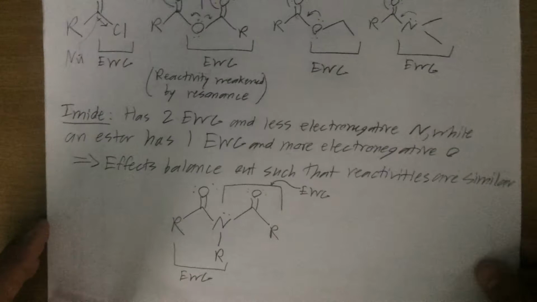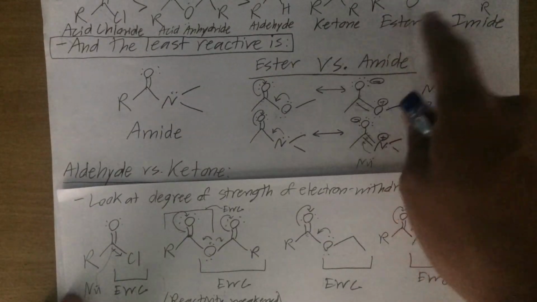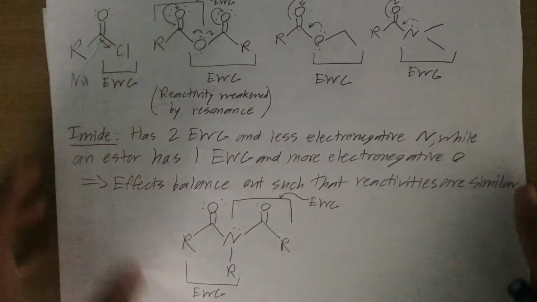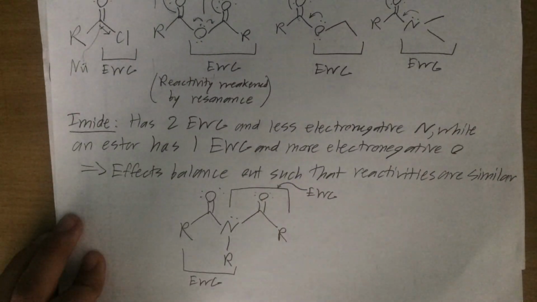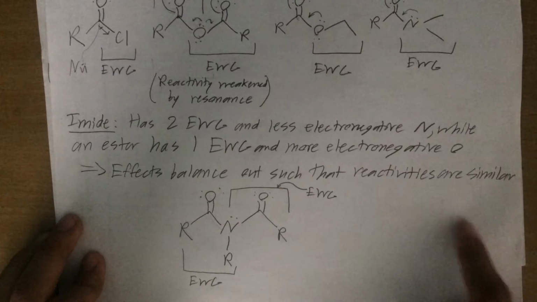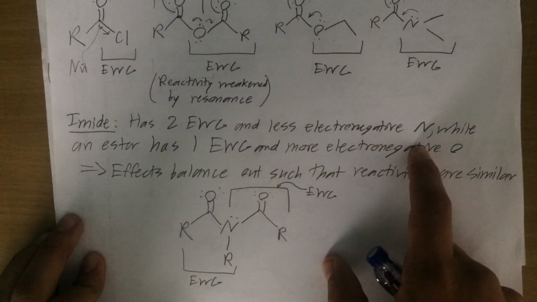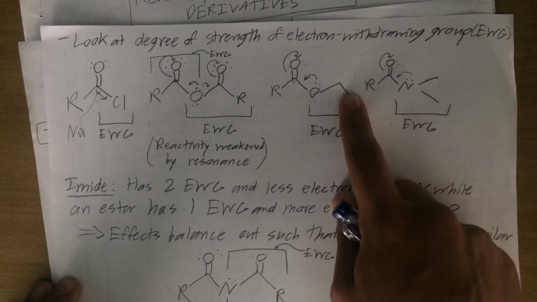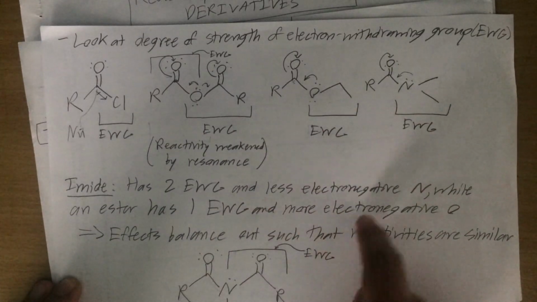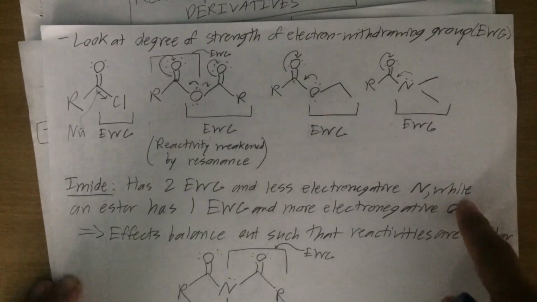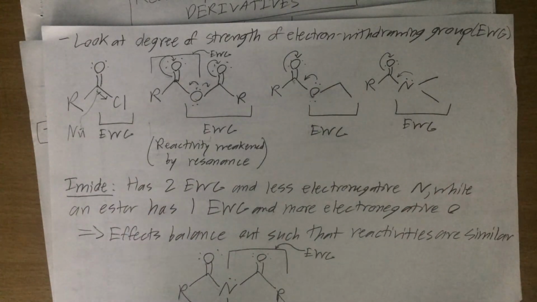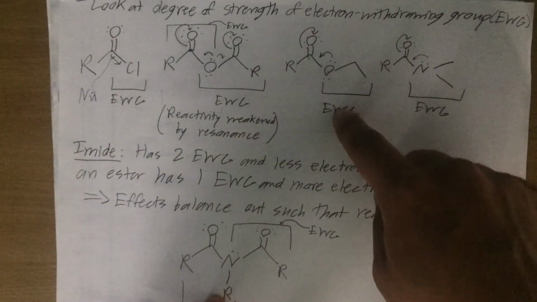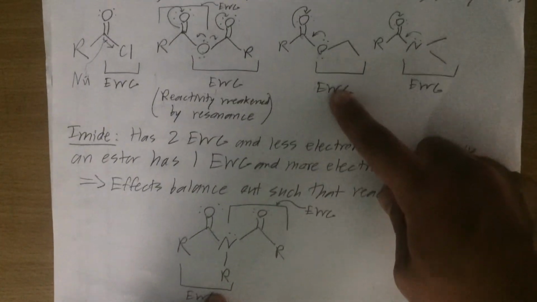And finally, we can look at the imide, okay? Why do esters and imides have a similar reactivity, okay? And the answer to this is that the imide has two electron withdrawing groups, right? However, it has the less electronegative nitrogen atom. But when you compare it to the ester, which only has one electron withdrawing group, the ester has the more electronegative atom of oxygen. So these effects kind of balance out, and as a result, you have similar reactivities for both of these carboxylic acid derivatives, okay?